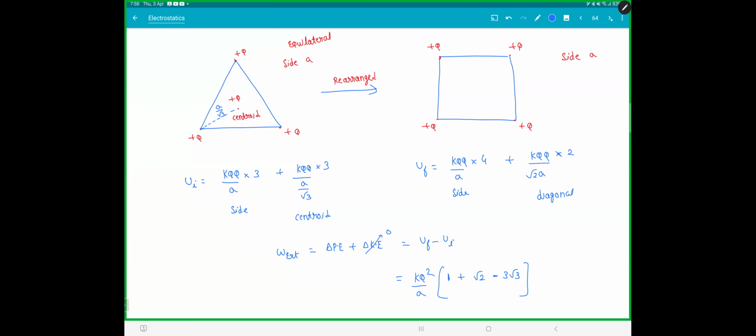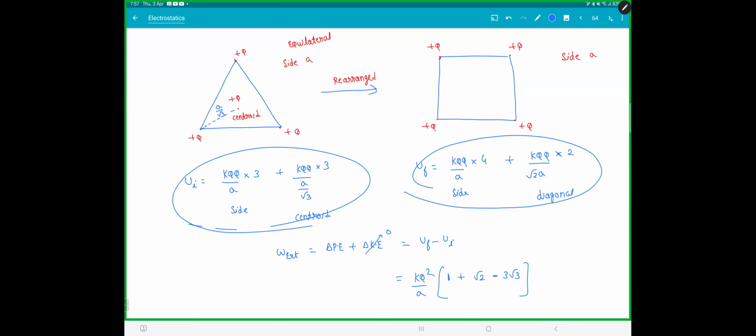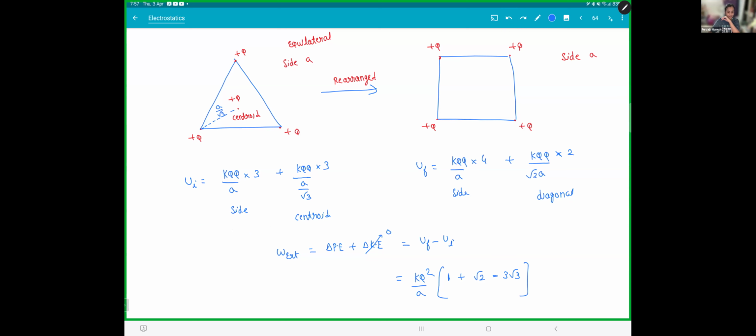All clear with this? Easy. So if you have multiple pairs, this is how you do. Any doubts on this? Clear, everyone? Confused? Wouldn't it be negative of that? U final, this minus this, right? But work done by external force, internally it is, external it is. Yes, sir. Yes. Clear with this?